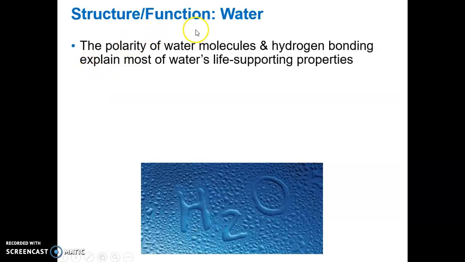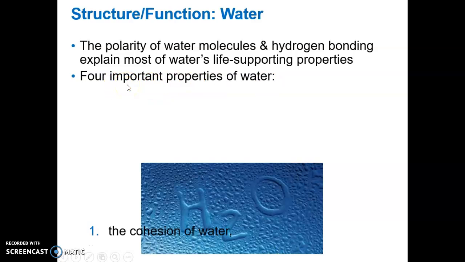So the structure and function of water is essential for life. So the polarity of water molecules and the hydrogen bonding that exists between the separate water molecules explains a lot of the important properties of water that is important for life to exist. So 4 important properties of water, or characteristics of water.